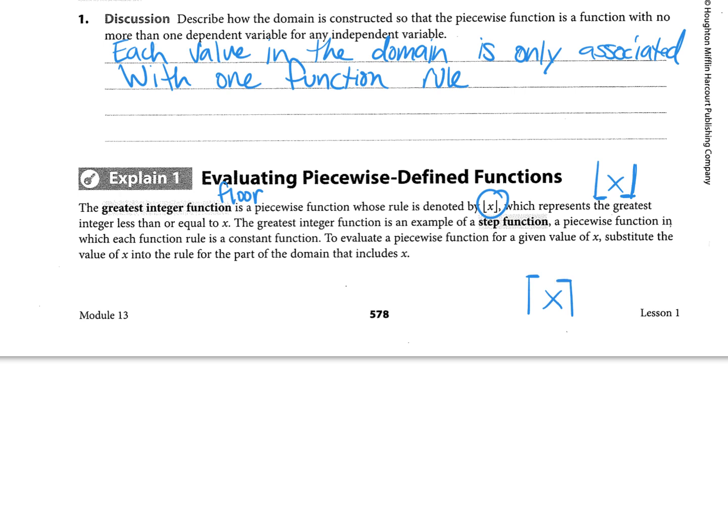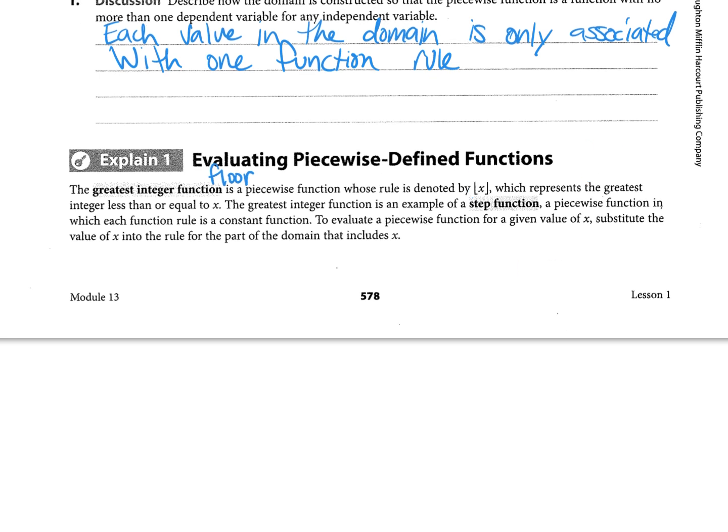These are not things that you should see too often in math, but they do pop up occasionally. So this represents the greatest integer less than or equal to the input, the value of x. The greatest integer function is an example of what's called a step function, which you'll see why in a little bit. A piecewise function in which each function rule is a constant function.